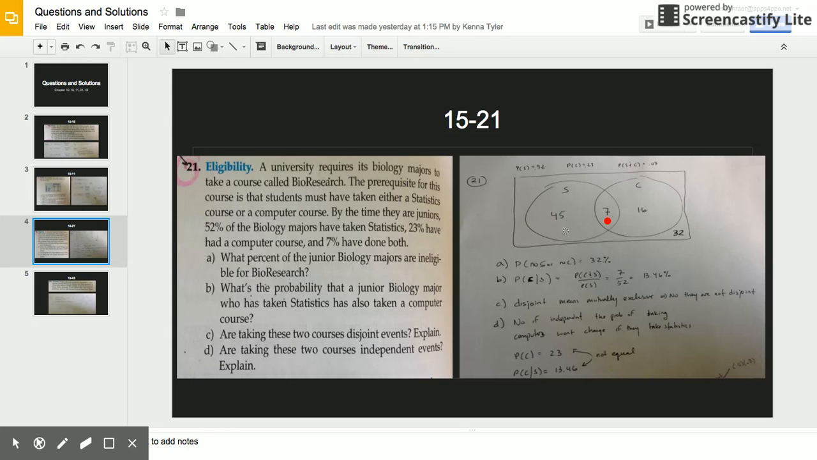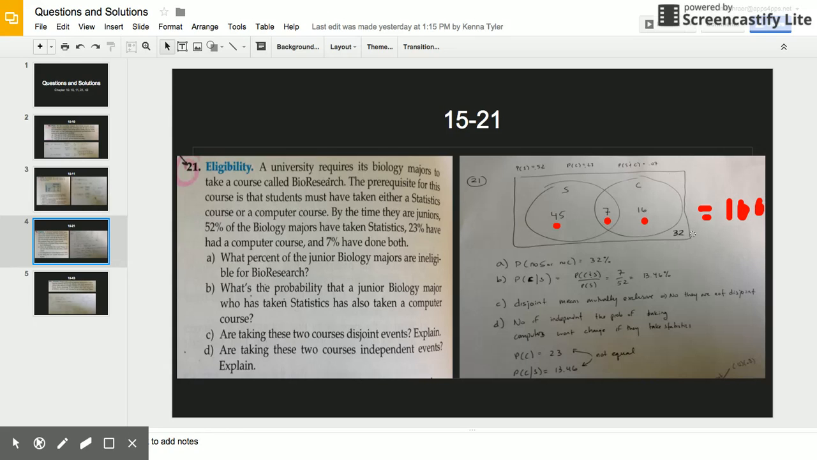And then once I have my both filled in, I knew that the total for science is 52. So this must be 45 because these 2 add up to 52 in my science circle. And then same thinking here, I know that for computers, it's supposed to be a total of 23%. I already have my 7, so this must be 16. So now it's 23 in this circle. I added all of these up and subtracted from 100 because I know this whole circle has to equal 100%. And so that must be 32.